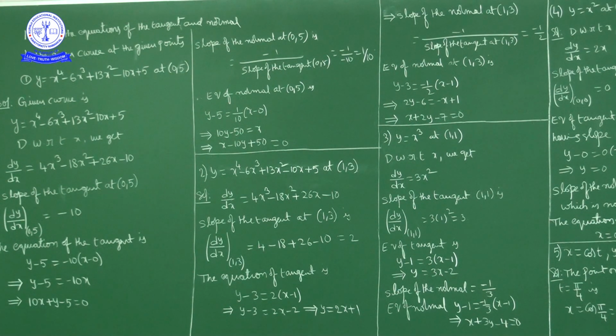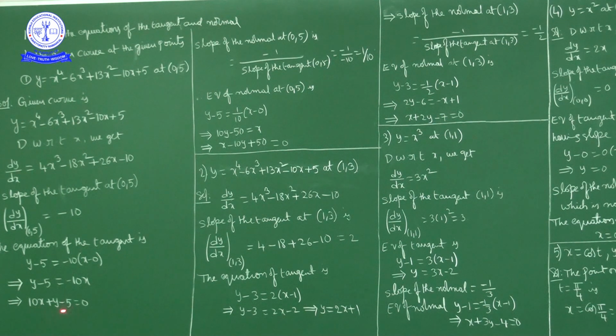The equation of tangent becomes y minus y1 is equal to m into x minus x1. So (x1, y1) is (0, 5). So y minus 5 is equal to, the slope of the tangent is minus 10, so minus 10 into x minus 0. So y minus 5 is equal to minus 10x. Now minus 10x comes to this side, plus 10x. So what we have? 10x plus y minus 5 is equal to 0. This is the equation of tangent. The equation of tangent is 10x plus y minus 5 is equal to 0.